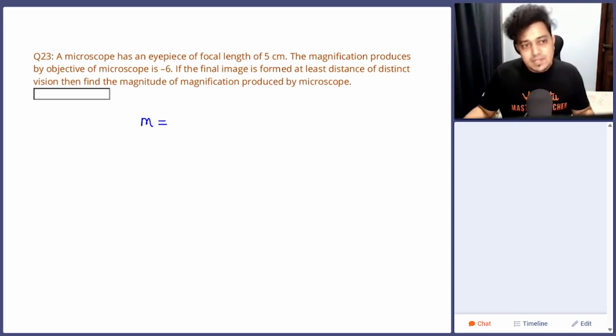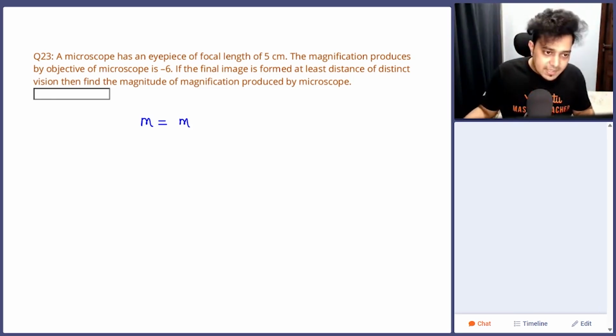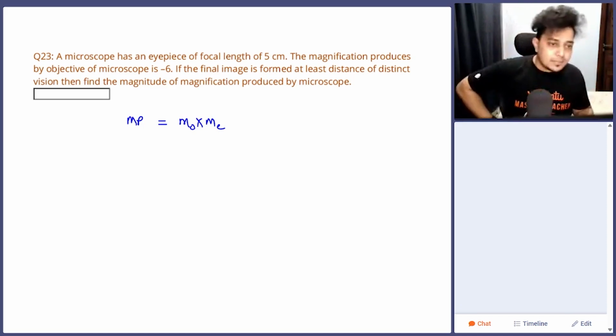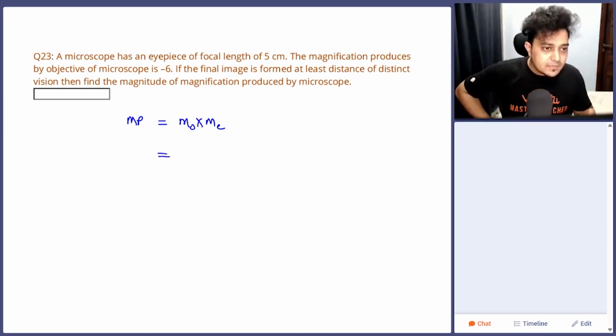Microscope has eyepiece length of focal length. Okay, cool. So the basic idea is this: MO into ME. When you go for magnifying power of microscope, this is compound microscope. There are two lenses, objective and eyepiece. So MO into ME. So in the question, they have given us magnifying power of objective, and that is -6.